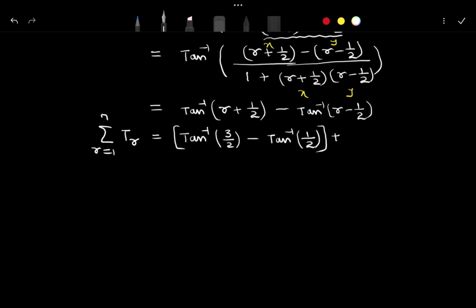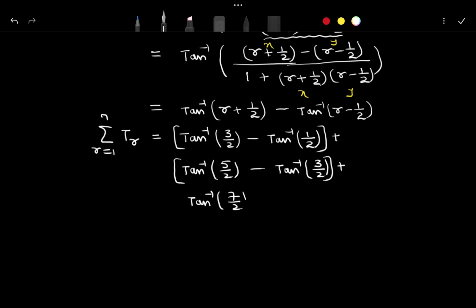So now if you take r equals 2, it becomes tan inverse of 5 by 2 minus tan inverse of 3 by 2. Next, the third term, with r equals 3, will be tan inverse of 7 by 2 minus tan inverse of 5 by 2.